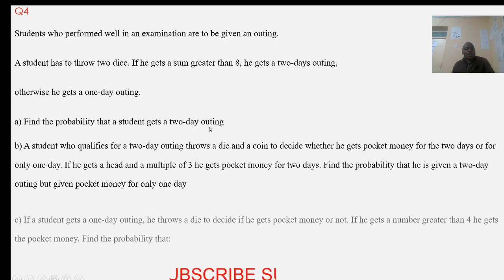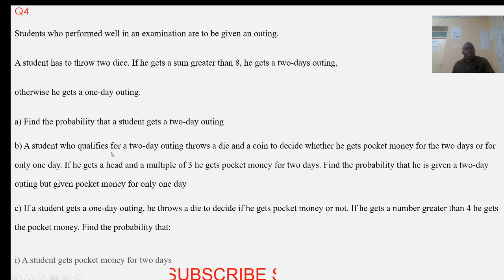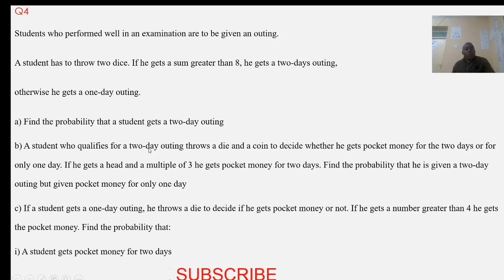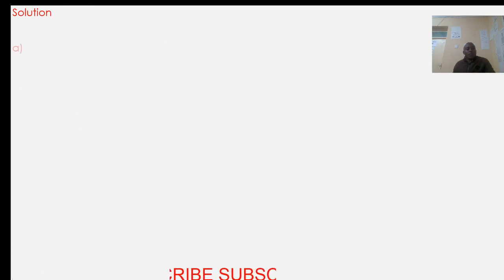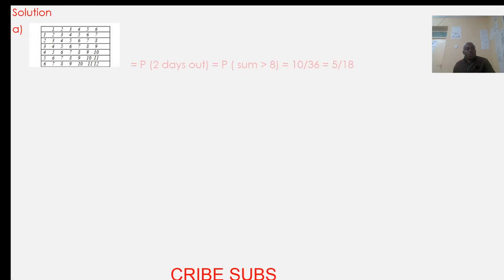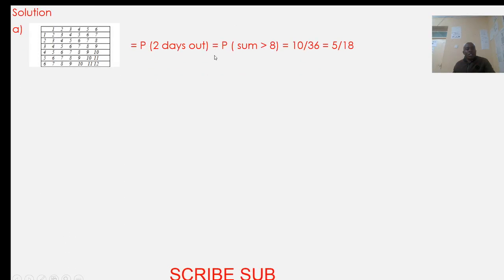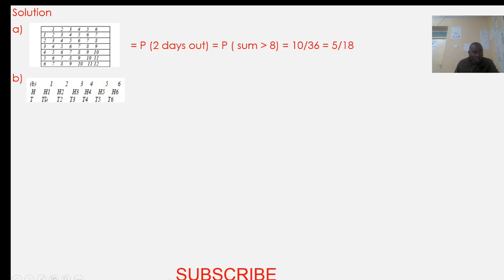We are able to see: a student who qualifies for a 2-day outing throws a die and a coin to decide whether he gets pocket money for 2 days or 1 day. So you realize that the probability of a 2-day outing equals the sum greater than 8, which is 10 out of 36, which is 5 over 18, like we have said. Part B, he throws a coin and a die.